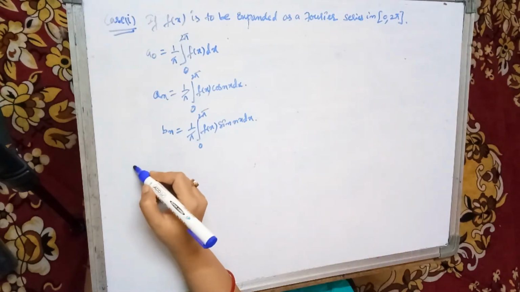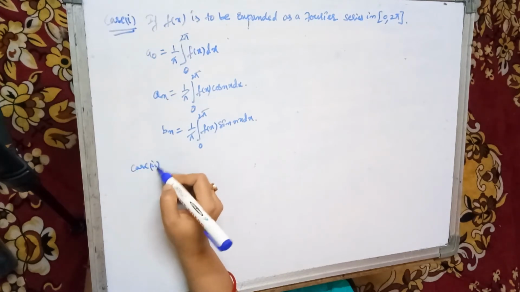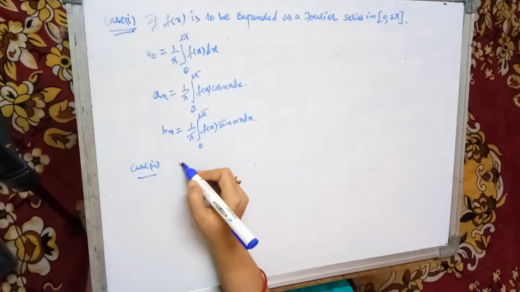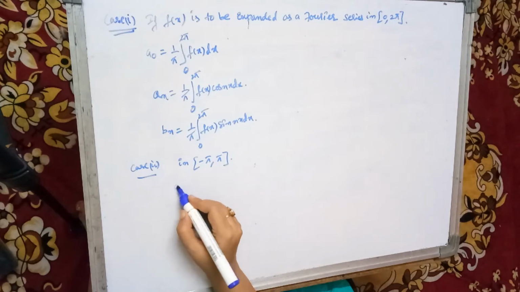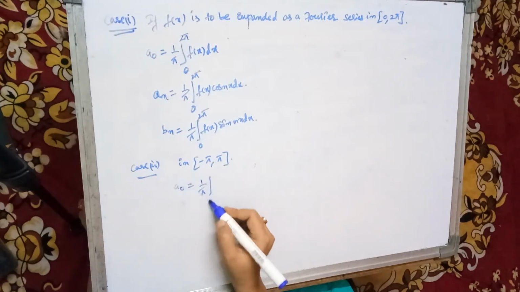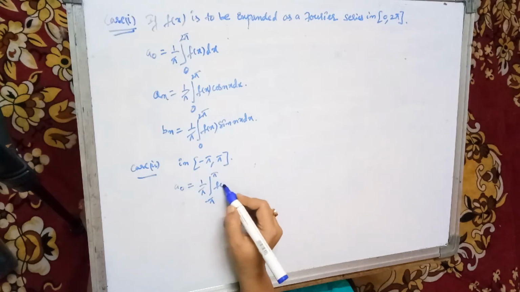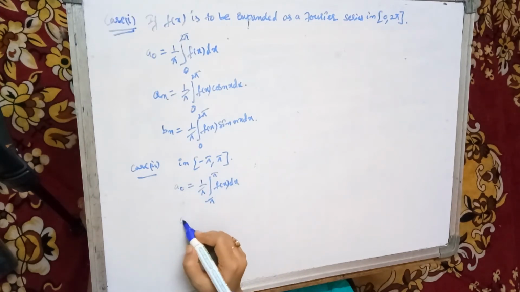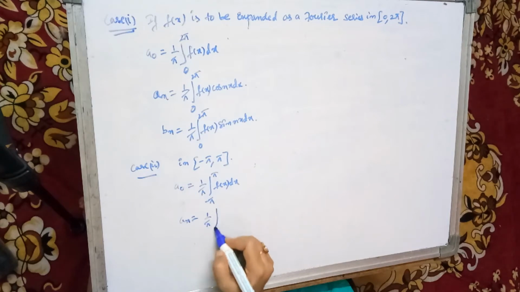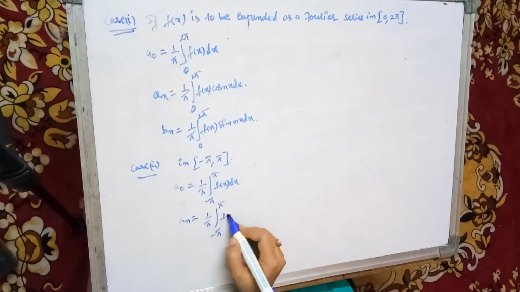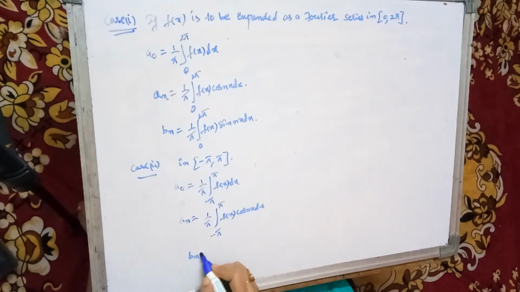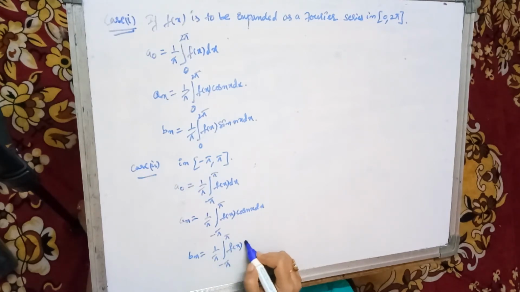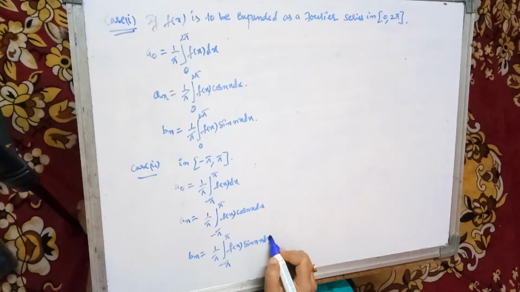Next, for case 2, when it's mentioned in the interval from minus pi to pi, your a naught will be 1 by pi integrating minus pi to pi f of x dx. An is equal to 1 by pi integrating minus pi to pi f of x cos nx dx. bn is equal to 1 by pi integrating minus pi to pi f of x sin nx dx.